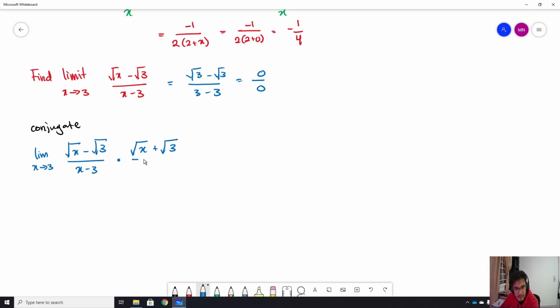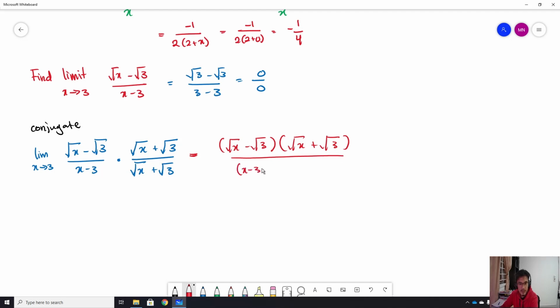The conjugate is like a mirror to the fraction. So we take only the part that has a square root. The part without a square root we don't need. We take the part with the square root, and we change it from negative to positive. So then we solve: square root of x minus square root of 3, times square root of x plus square root of 3, over x minus 3, times square root of x plus square root of 3.